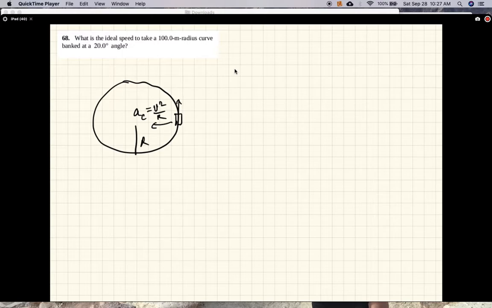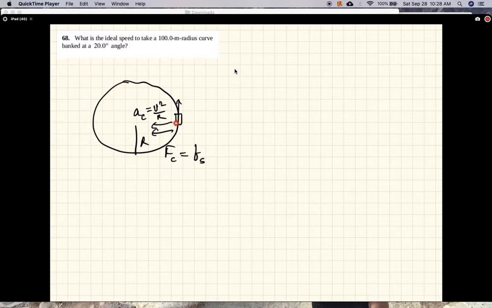Now, if the road were not banked, the centripetal force is provided by the static friction force. It's static friction because your car is not moving in this direction, your car is moving in that direction. So the force is perpendicular to the direction of motion. If the road were flat, with this static friction force you would leave rubber on the road and your tires would wear faster. Again, this is a top view of the road.